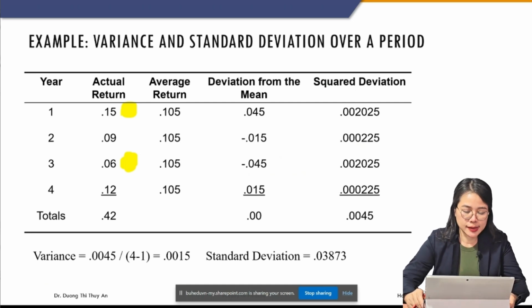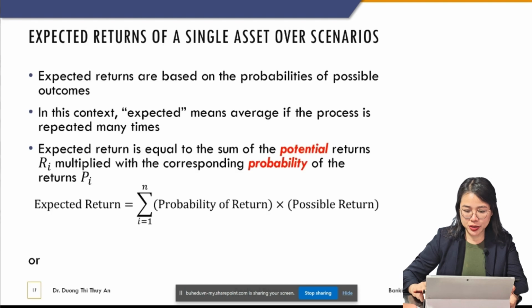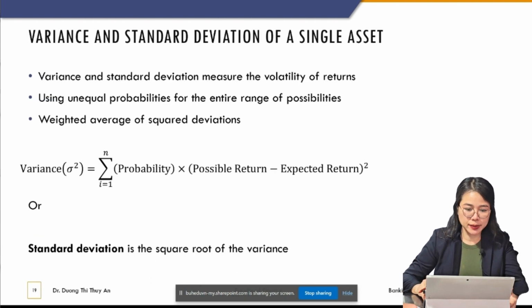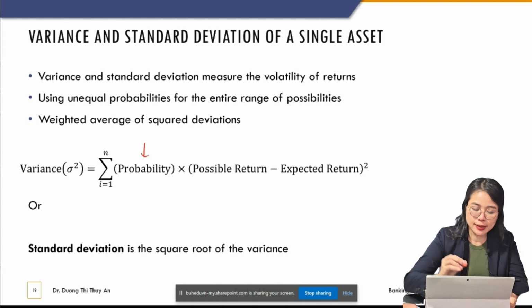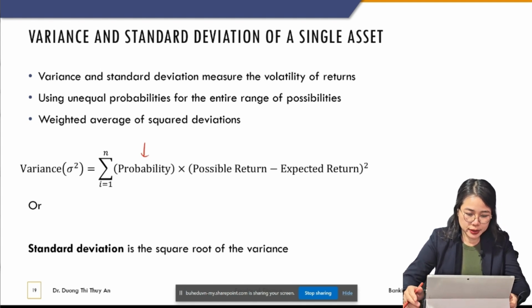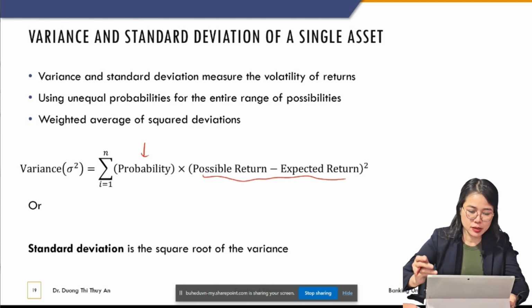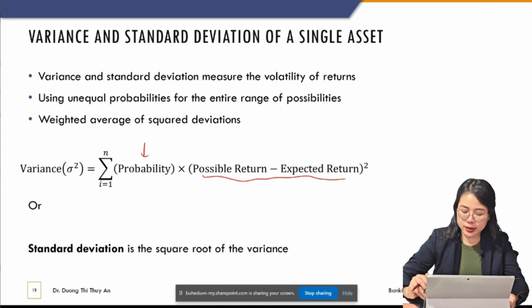And again, this variance and standard deviation is measured based on historical values. Now we are going to look at the expected measure, which we call expected variance and expected standard deviation. Again, we have the probability of each scenario. We multiply it by the squared deviation between the possible return and the expected return. And after we calculate the variance, we measure the standard deviation.